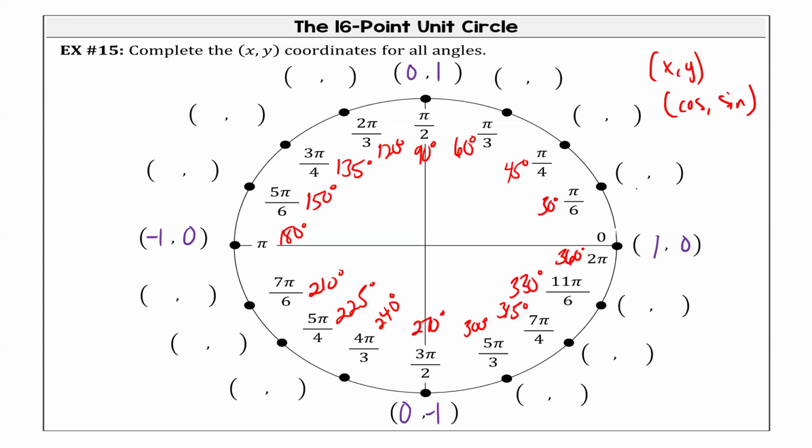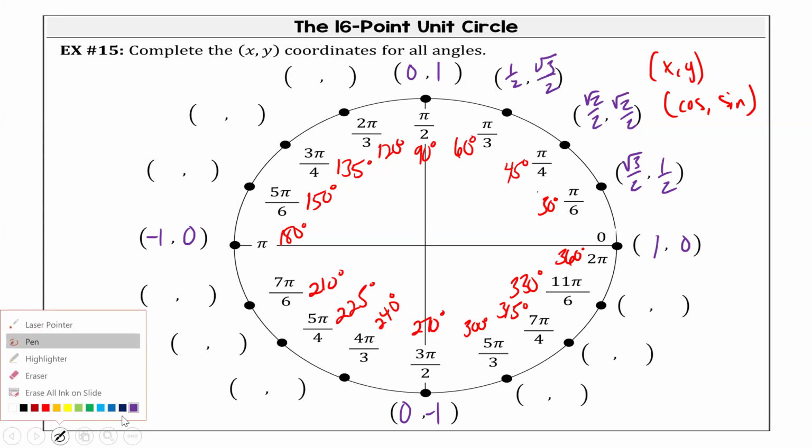Okay. Now, when we talked about our angles, we said that your X and Y values are the cosine and sine of that value. So the cosine of 30 degrees is square root of 3 over 2. The sine of 30 degrees is 1/2. The cosine of 45 is square root of 2 over 2. The sine of 45 is square root of 2 over 2. The cosine of 60 is 1/2. The sine of 60 is square root of 3 over 2.